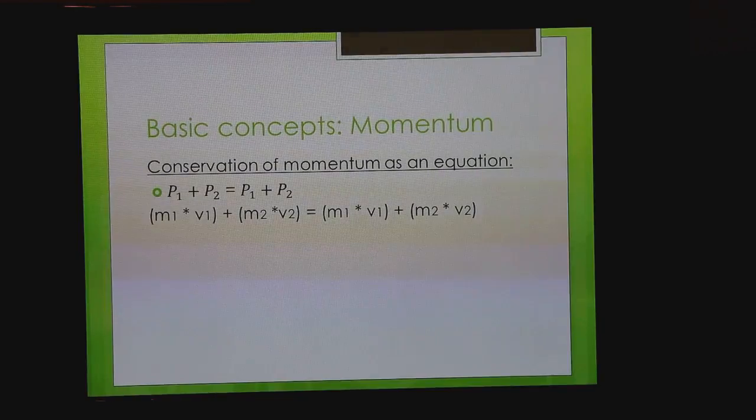Okay, basic concepts of momentum continued. The conservation of momentum, which was P initial is equal to P final, represented as an equation looks like this: P1 plus P2 is equal to P1' plus P2'. And if we break that down, knowing that momentum is equal to mass times velocity, we have M1 times V1 plus M2 times V2 is equal to M1 times V1' plus M2 times V2'. And this can be used to describe the momentum in a collision of objects.